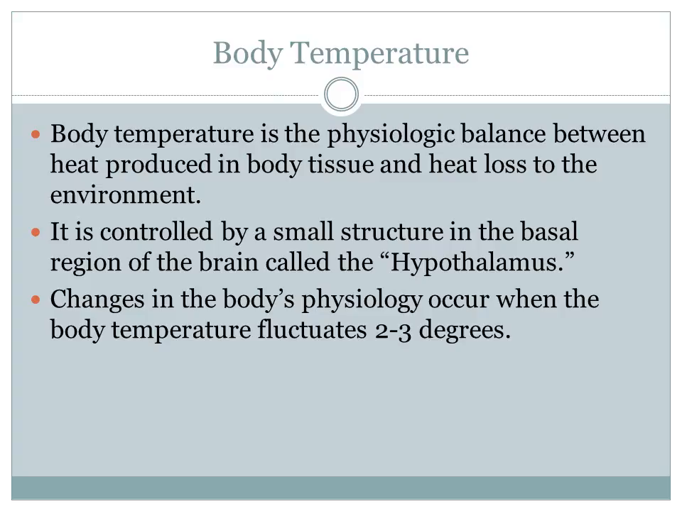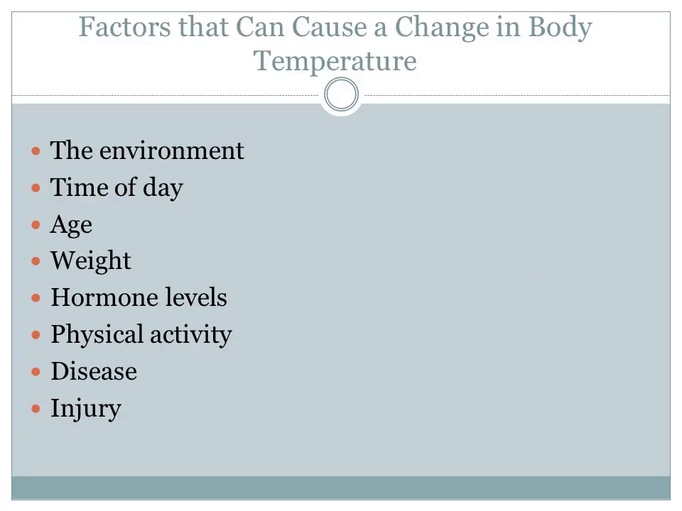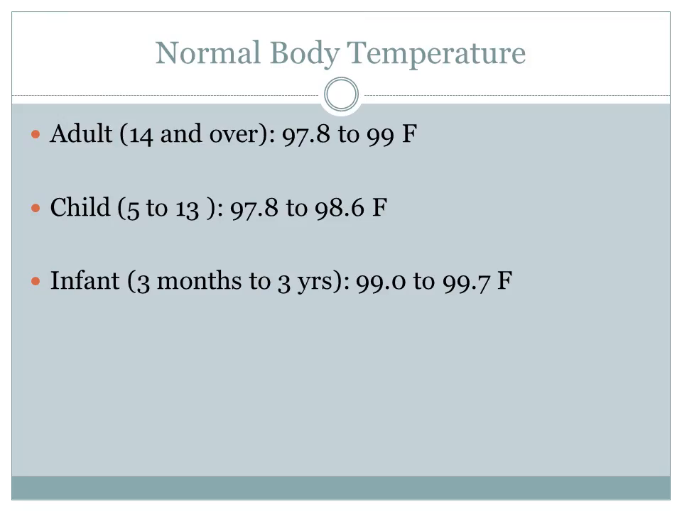Body temperature. Body temperature is the physiological balance between heat produced in the body tissue and heat lost to the environment. It is controlled by a small structure in the basal region of the brain called the hypothalamus. Changes in the body's physiology occur when the body temperature fluctuates 2 to 3 degrees. Factors that can cause a change in body temperature: the environment, time of day, age, weight, hormone levels, physical activity, disease, and injury. Normal body temperatures: adult 14 and over, 97.8 to 99; child 5 to 13, 97.8 to 98.6; infant 3 months to 3 years, 99.0 to 99.7.